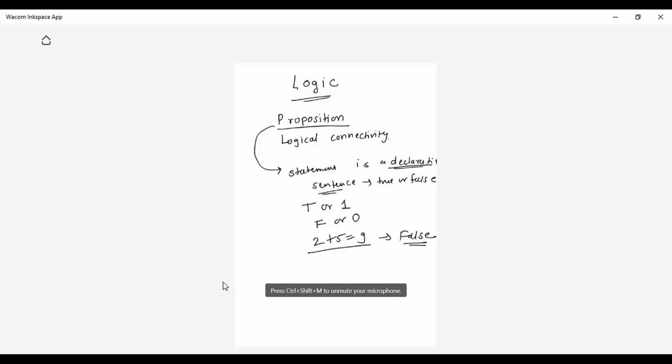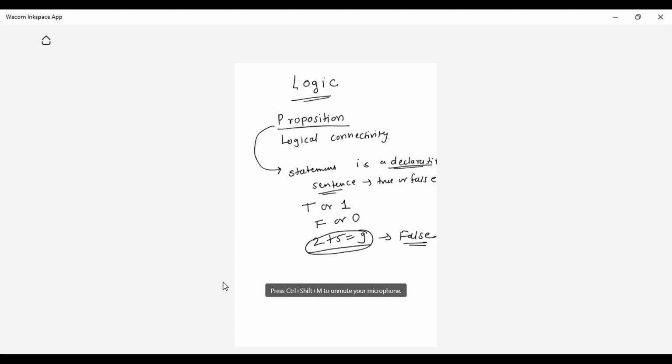So any declarative statement, a declarative sentence which gives me a value either true or false, I can call it a proposition. So 2 plus 5 is equal to 9 is a proposition which gives me a false value. If I'm writing India is a country, it is a proposition because it gives me the value true, because India is a country.